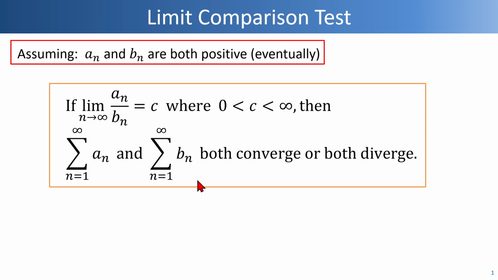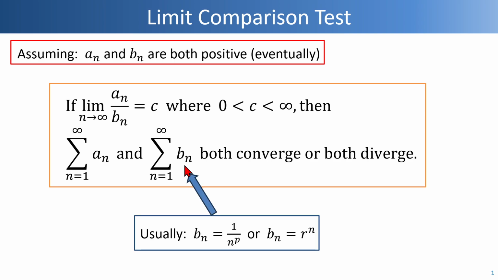In particular, the way that we actually use this most often is we use our comparison series Bn as either the P series or the geometric series, because we can easily determine when those two series converge or diverge. The P series converges whenever this value of P is greater than 1, and the geometric series converges when this value of R has an absolute value that's less than 1.